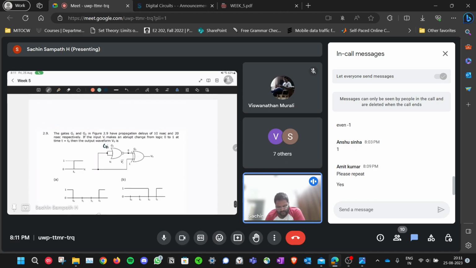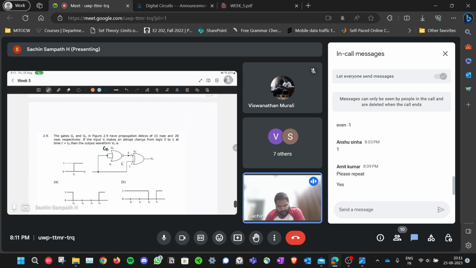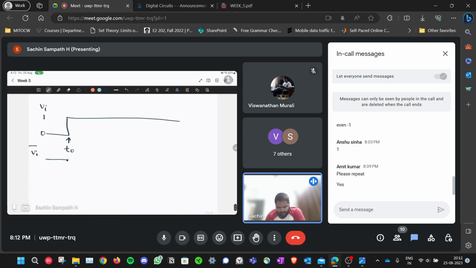But the thing is, there's a delay in the output of gate 1, and that delay is equal to 10 nanoseconds, as they've given here. So after 10 nanoseconds, this change is reflected. It should have gone low like this, but unfortunately there's a delay. So it will go low after 10 nanoseconds. So this is the waveform for Vi bar.